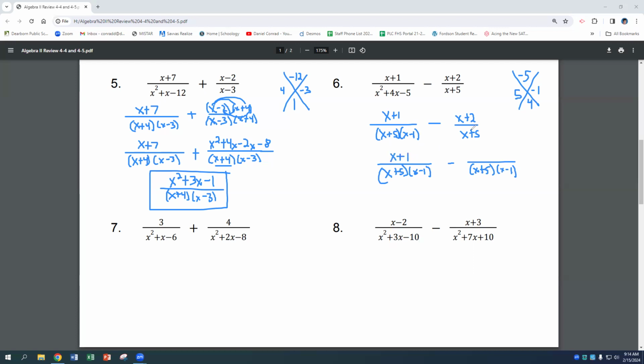On the second one, though, we're missing the x minus 1. So I need to multiply the bottom by x minus 1. If I multiply the bottom by x minus 1, I need to multiply the top as well. So I need to make sure this is in parentheses. I have two binomials up here, so I need to do first, outer, inner, last. I need to FOIL. X times x is x squared.